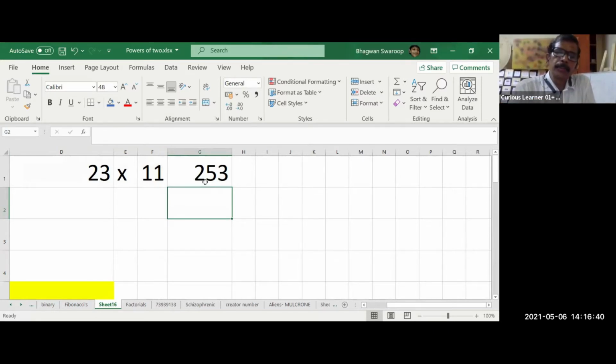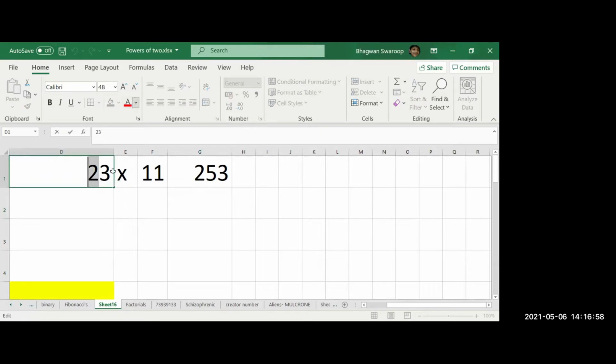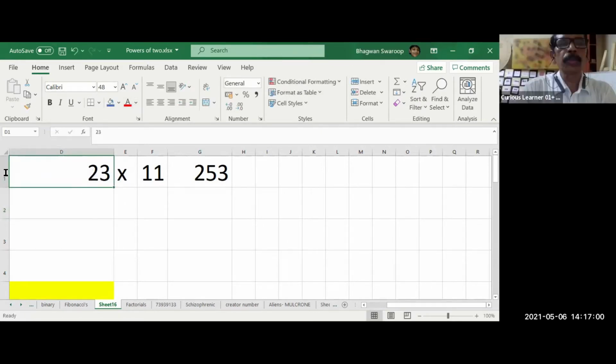Okay. This is your idea. Very good. Because you are playing with the numbers now and you are not remembering the table of 11. That is a great idea. But sometimes it helps to get a shortcut. The shortcut is, you see here 23, I am highlighting this 2 with red.